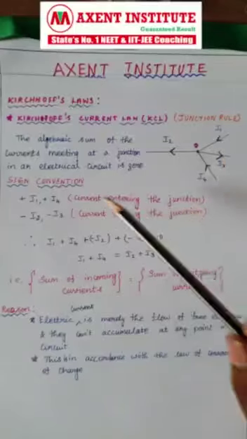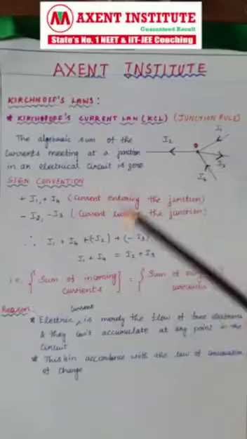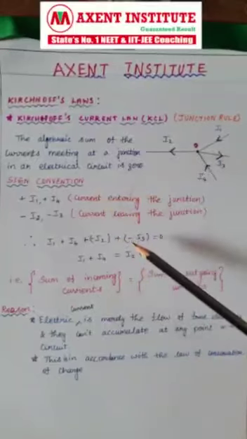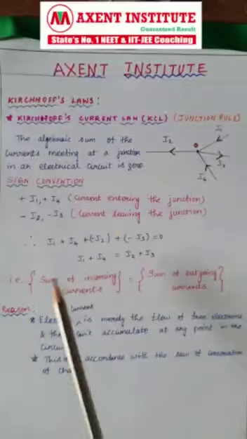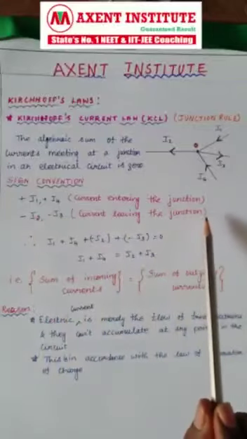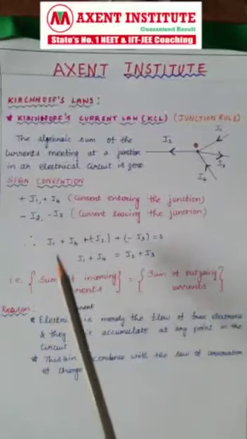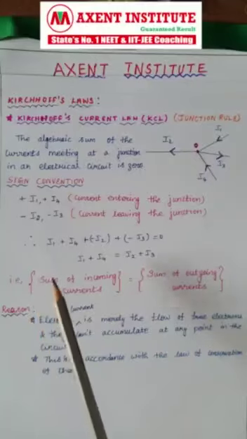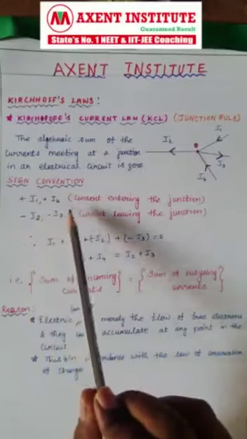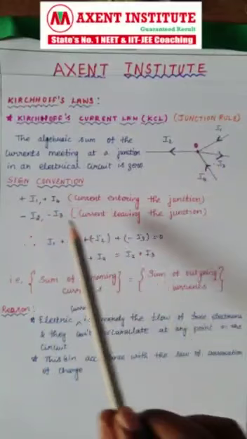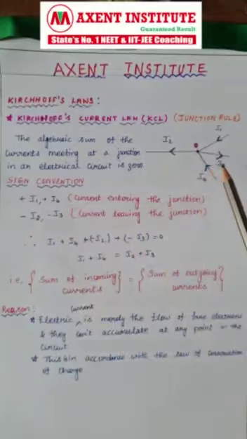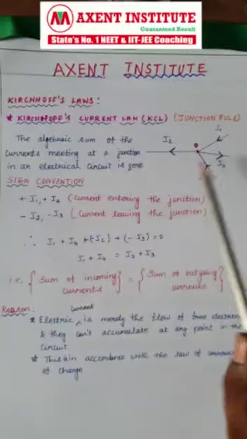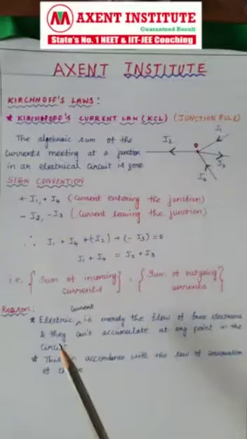By applying the algebraic sum, we need to take the negative and positive signs into consideration. That's the sign convention we are going to apply. Whatever current enters the junction is taken as positive, and the current leaving the junction is taken as negative. Plus I1 and plus I4 are entering this junction, so I take them as positive, and minus I2 and minus I3 are leaving.